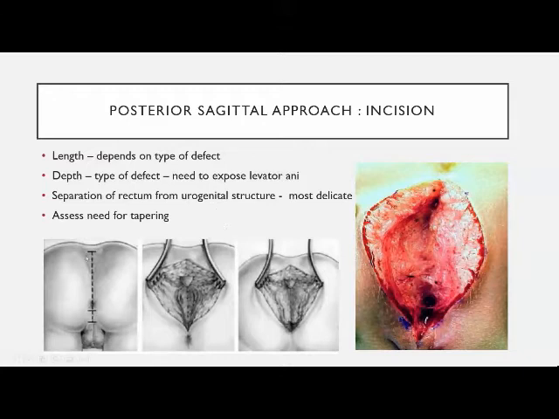This diagram shows the classical PSARP incision, and this may be limited to the anterior part of the sphincter muscle complex depending on the kind of fistula. And this shows the exposure after splitting, maintaining an exact midline, the parasagittal fibers on either side.